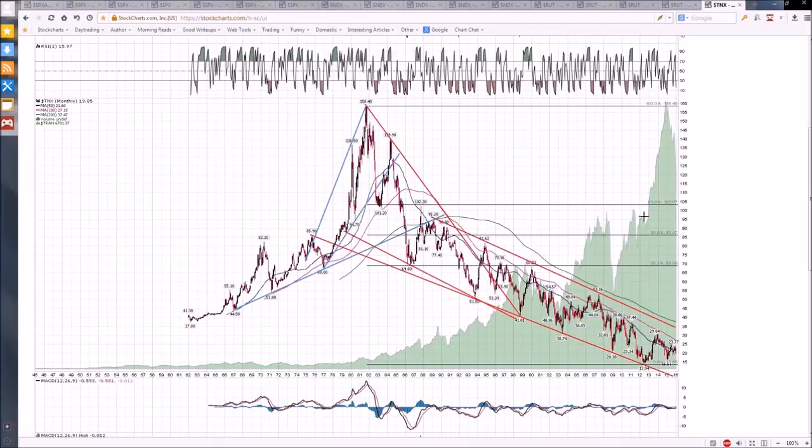And that signals much lower values on TLT. Yep, it does. And this is when I talk about TLT going back to 50 and probably going through it. That's what I'm talking about. Yeah, makes a lot of sense to me.